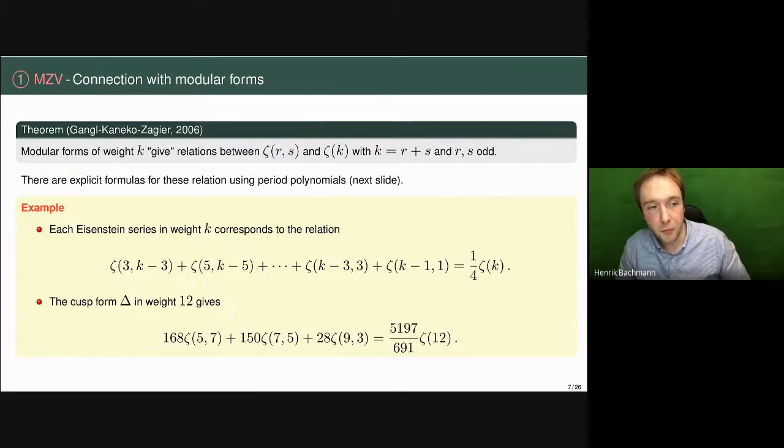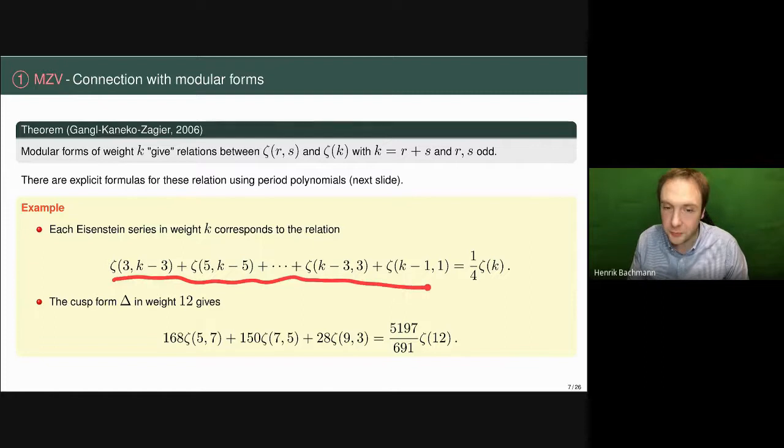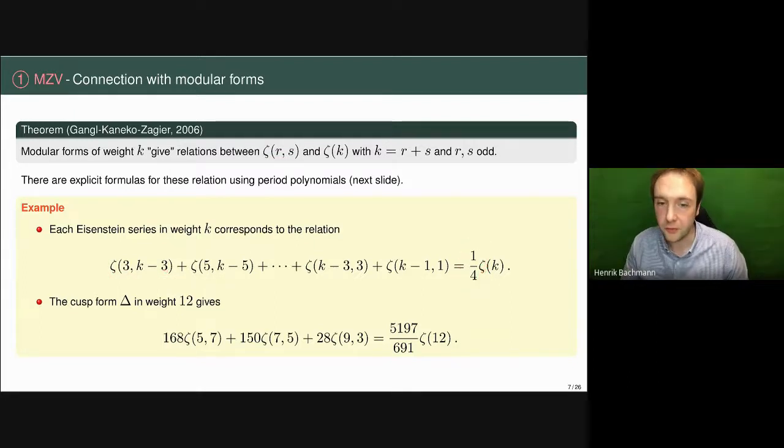Namely, they proved that modular forms of weight k give relations between double zeta values ζ(r,s) and ζ(k), where r and s are odd. I will make this precise in a second, but here's one example. In each weight k, we have the Eisenstein series, and the Eisenstein series always give a relation, which is just the sum of all double zeta values where the entries are odd. And the statement is this is always 1/4 times ζ(k).